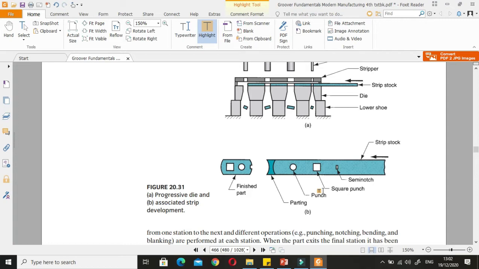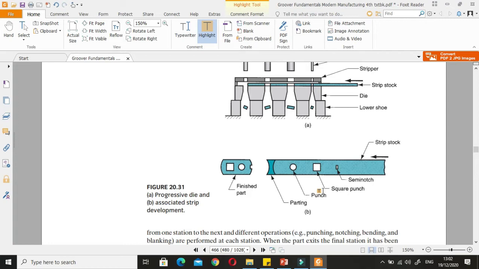The other type of machines. Up till now we have seen that the machine that is used for the stamping or press working operation is called a stamping die. First, stamping die based on its components and operation is of four types: simple die, compound die, combination die, and the progressive die. And we have already discussed the types.